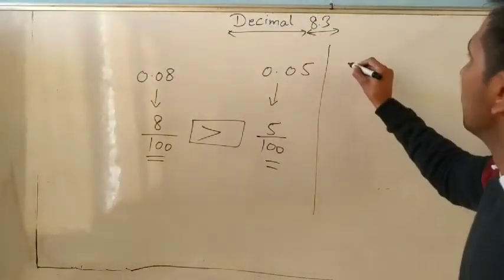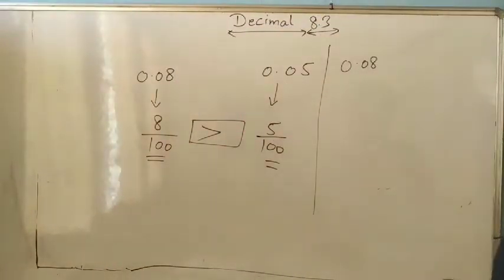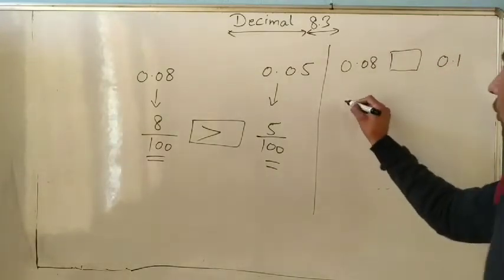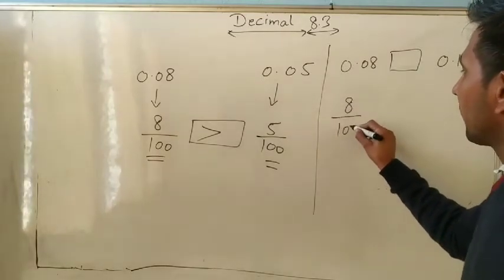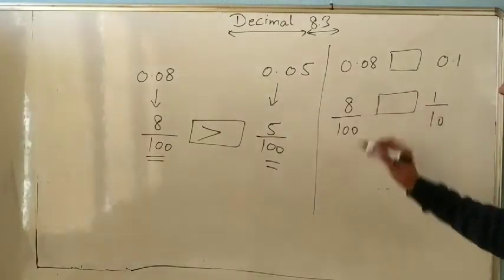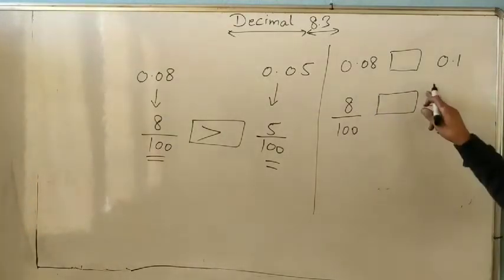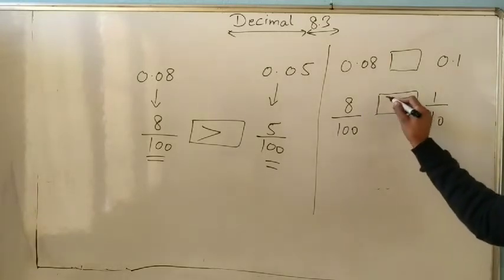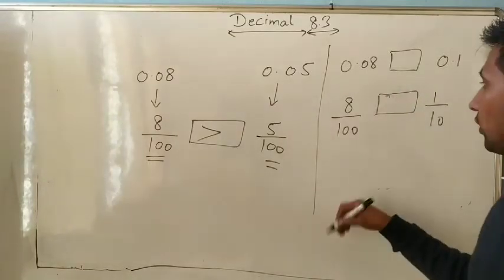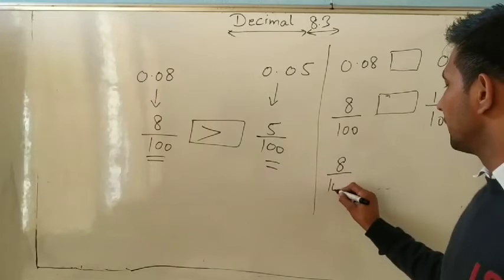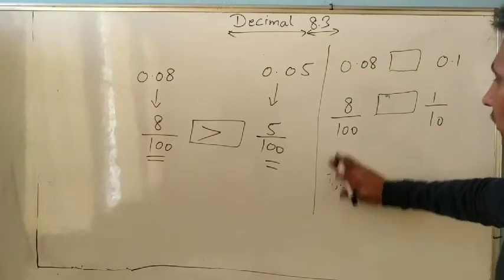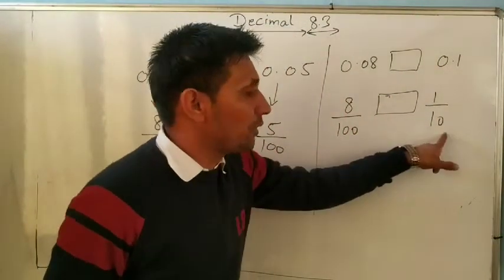But if I ask you 0.08 and 0.1, which one is greater? How will you find it? First we will remove the decimal. 8 by 100. It is 1 by 10. So which one is greater? 8 is out of 100, 1 is out of 10. Some students will say, sir, 8 by 100 is greater. No. First we will make the denominator the same. How will you make the denominator the same? It is 8 by 100. So always what will we do? How will you make the denominator the same? 100. So first we will take the LCM.